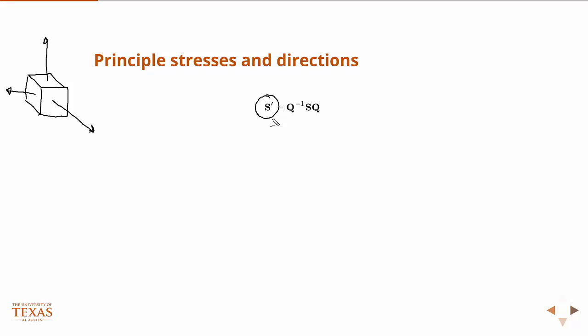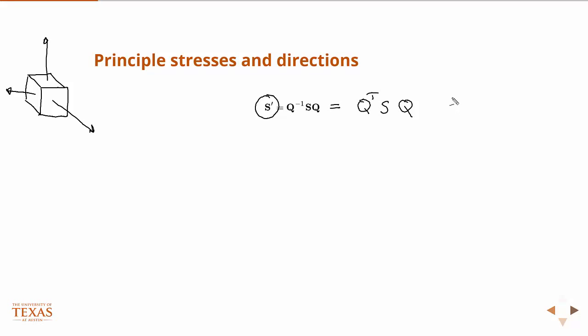I did want to point out one thing. When I wrote this previously, I had written that this is Q transpose SQ, and now you see that I've changed that to Q inverse, where Q is a matrix of the eigenvectors. The Q transpose that I had written before is not wrong, but it's only true if Q is so-called unitary. And what that means is that the eigenvectors are actually unit vectors, okay?